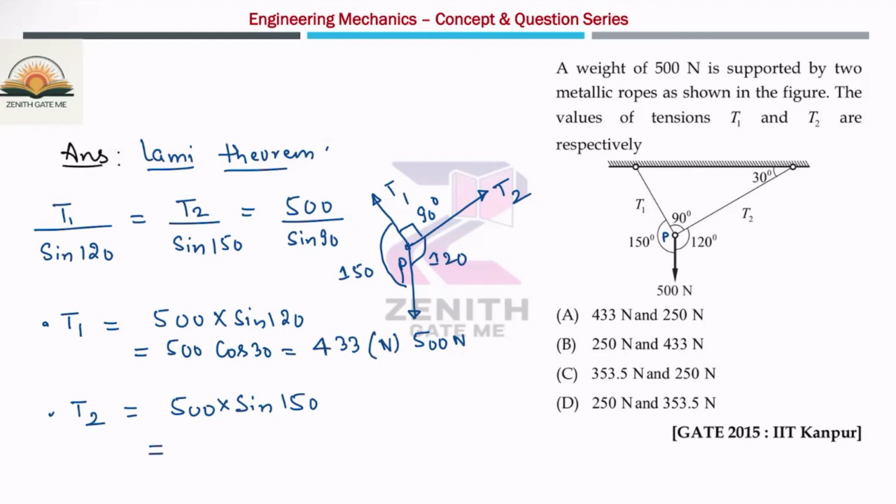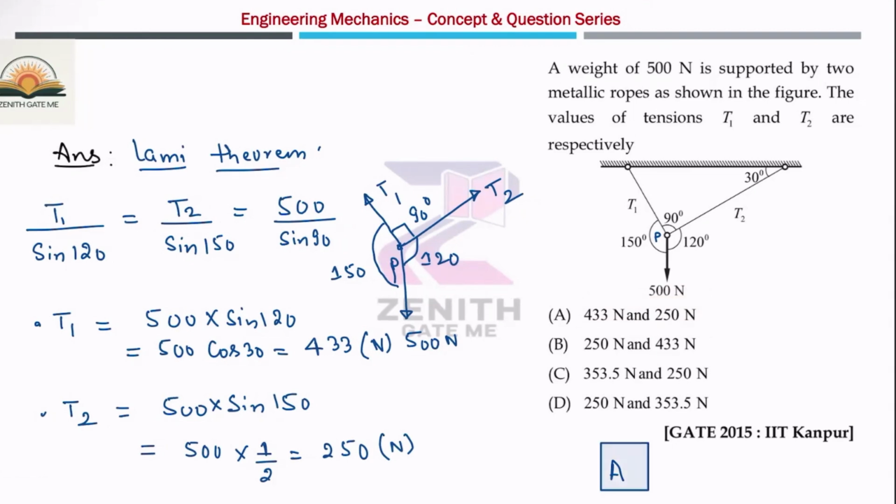Similarly, sine 150 means 90 plus 60, so cos 60. So cos 60 is 1 by 2. So 500 into 1 by 2, that means 250. Okay. So you got T1 value as 433 and T2 value as 250. So which one will be the correct? Option A is correctly matching. So the correct answer for this question is option A.